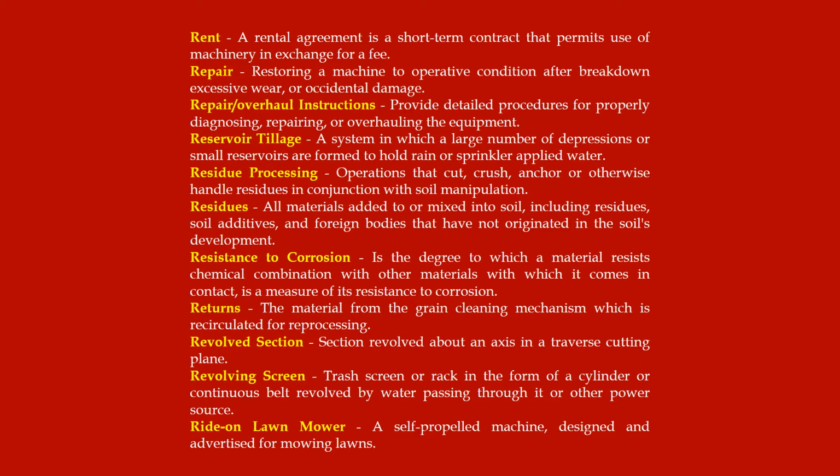Resistance to corrosion: is the degree to which a material resists chemical combination with other materials with which it comes in contact; it is a measure of its resistance to corrosion. Returns: the material from the grain cleaning mechanism which is recirculated for reprocessing. Revolved section: section revolved about an axis in a transverse cutting plane. Revolving screen: trash screen or rack in the form of a cylinder or continuous belt revolved by water passing through it or other power source.